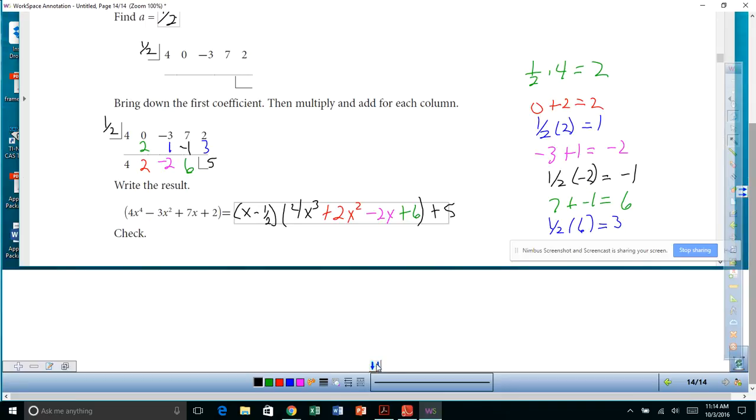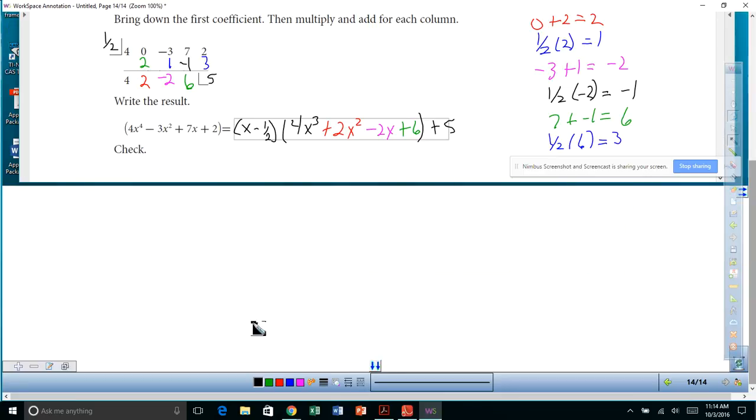So we need to do a check. So let's start off with, all right, that equals x times 4x cubed. That's going to give you 4x to the fourth. That's x times 4. x times 2x squared will be plus 2x cubed. X times negative 2x would be minus 2x squared. And x times 6 would be plus 6x.